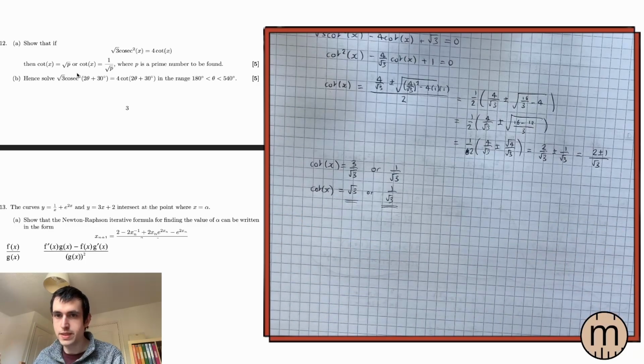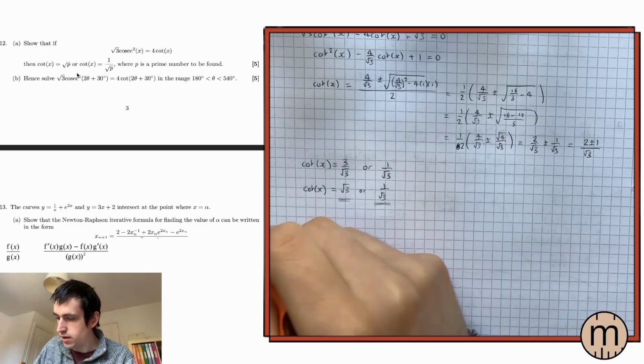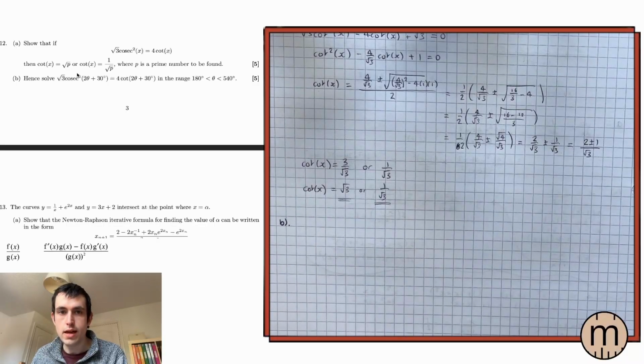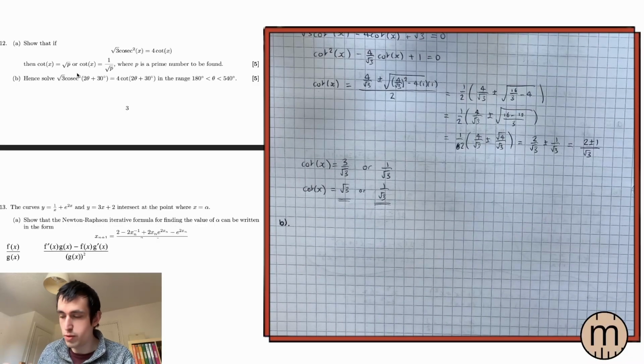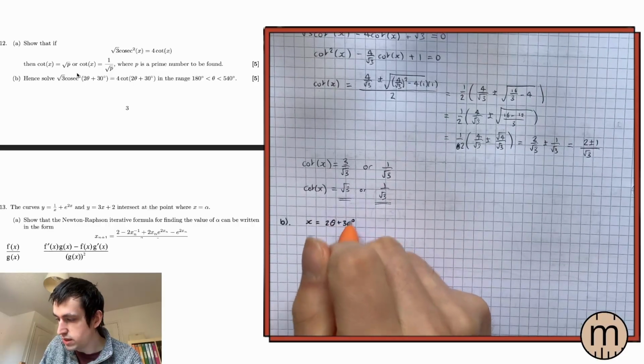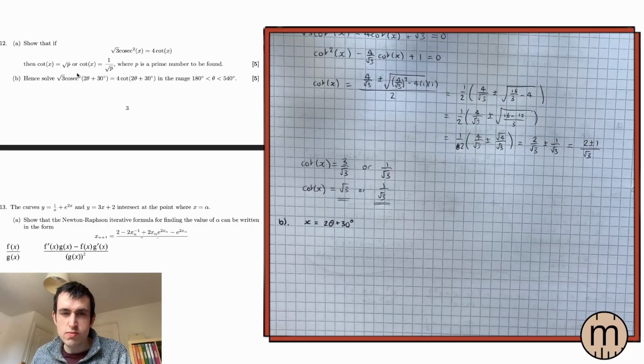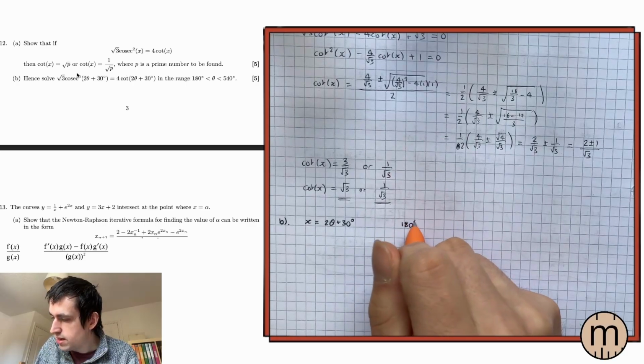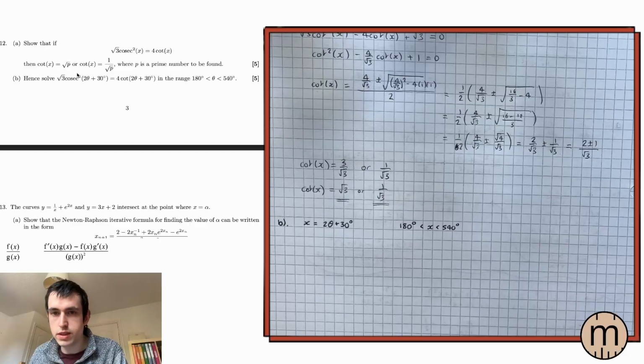And back to it. So for part B, we are told to hence solve the equation, and it looks pretty much the same as above, but now x is being called 2 theta plus 30 degrees, and we're given this strange range 180 to 540. Don't know who chose that. We have to solve. So in order to solve, we first of all need to know how to solve cot of x is equal to root 3.